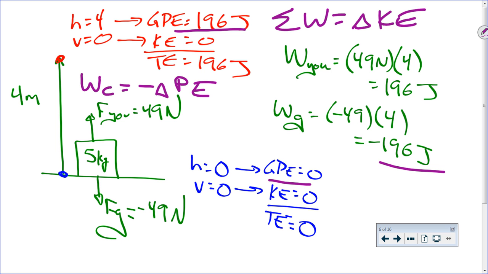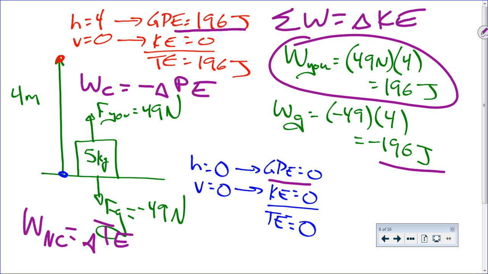Okay? Now, so then the last thing is the work done by non-conservative forces. That should equal our change in total energy. What's the only non-conservative force in this problem, you guys? U. How much work did you do? 196 joules. How much did my total energy change by? 196 joules. So all of the work that you did was done to give this thing energy it didn't have before. It turns out in this circumstance that you did exactly as much work as gravity, so you didn't change the kinetic energy, you just gave it gravitational potential energy.